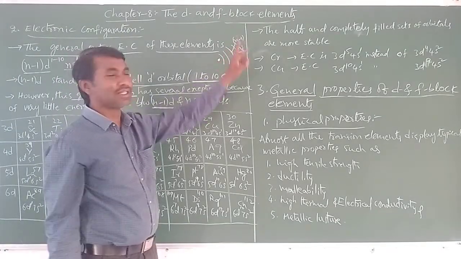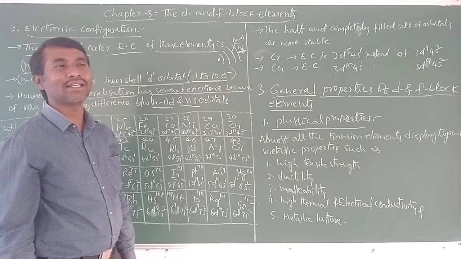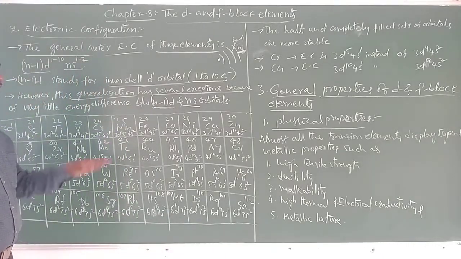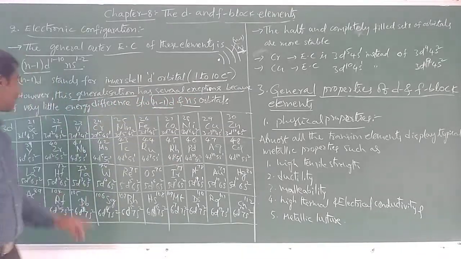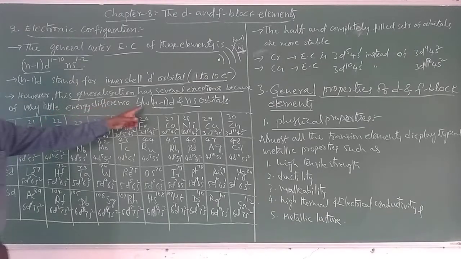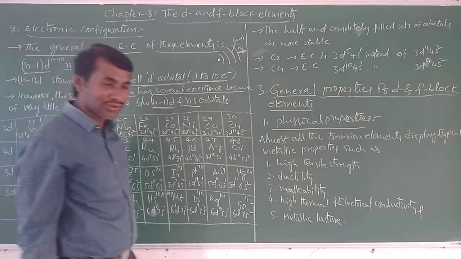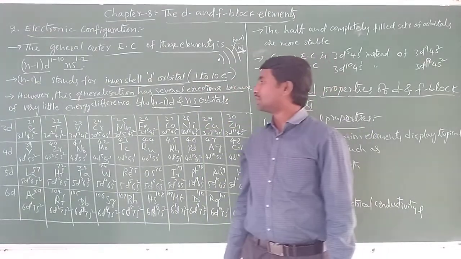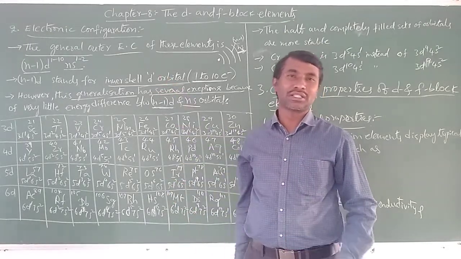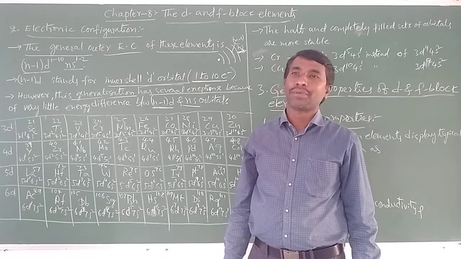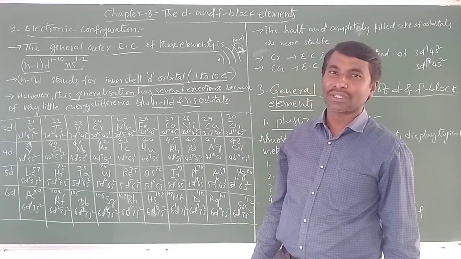There is only a little energy difference between ns and (n-1)d, so there are many exceptions to the generalization (n-1)d 1 to 10, ns 1 to 2. This generalization has several exceptions because of the very small energy difference between the (n-1)d and ns orbitals. That is why in some elements electrons preferably enter the d orbitals compared to the s orbital.